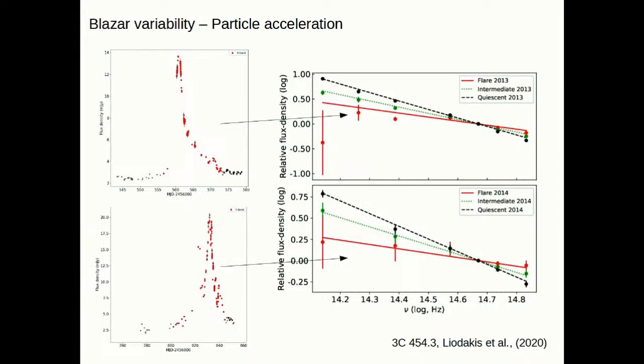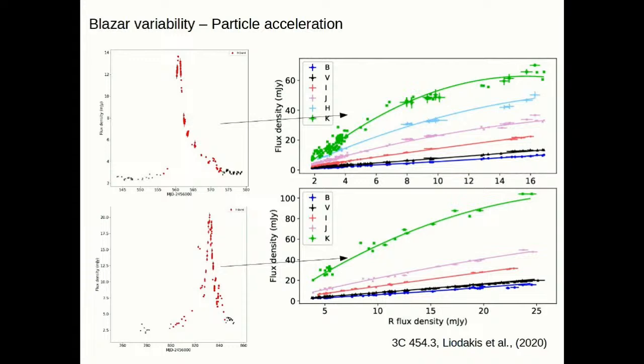You can also look at color variations across the flare. And what you see here is just optical band versus optical band. And if you see these straight lines, that means that you have a new emission component showing up, causing the flare. That could be a shock, or something propagating inside the jet.